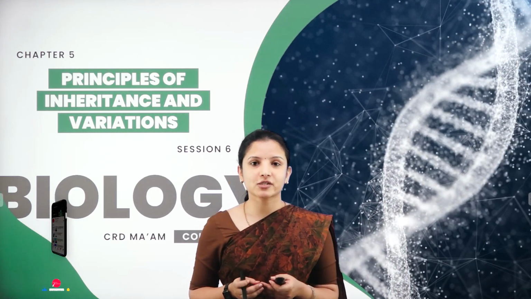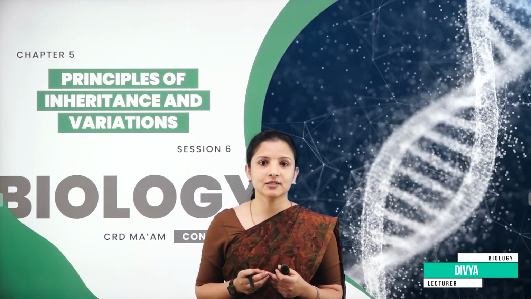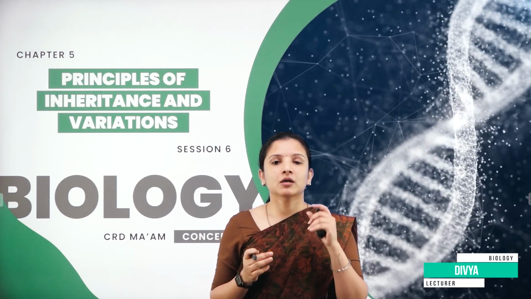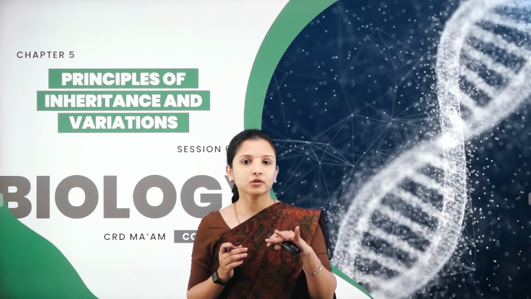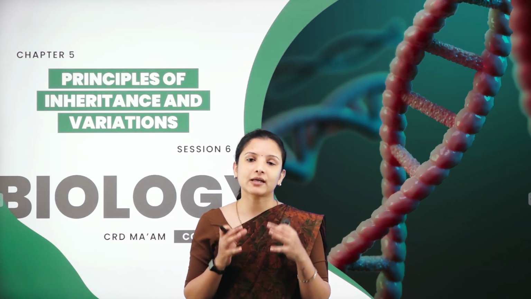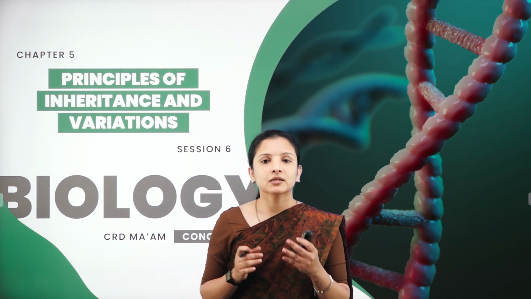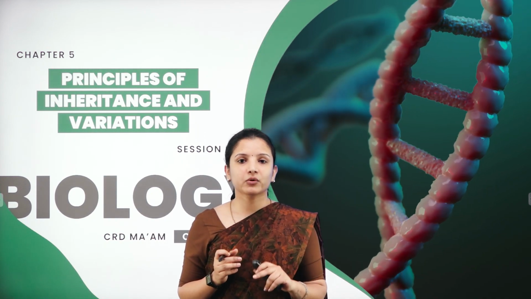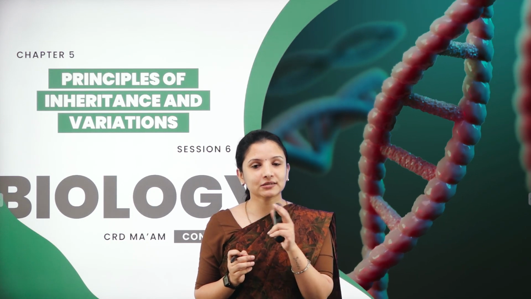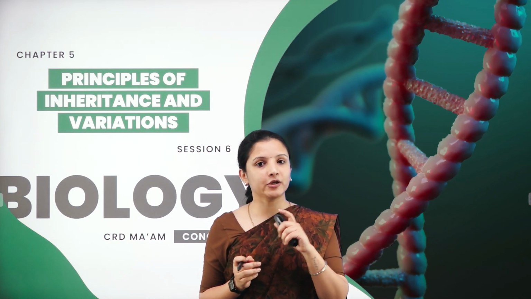So in the previous session, we had studied something called polygenic inheritance. Polygenic inheritance is where more than 2 genes determine or control the character or trait of the progeny or the individual. But in today's session, we shall deal with one very important aspect which is called pleiotropy. There is a slight difference between polygenic inheritance and pleiotropy.